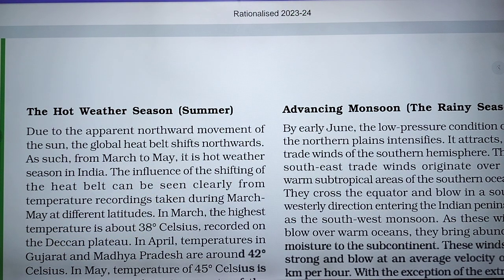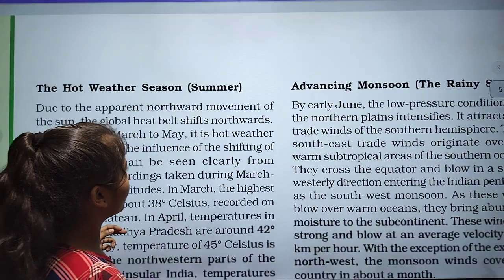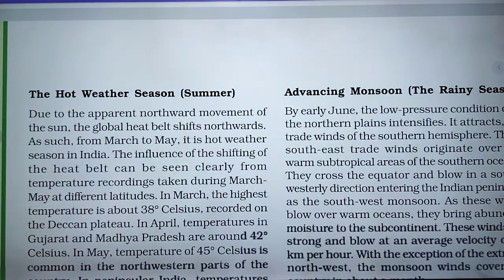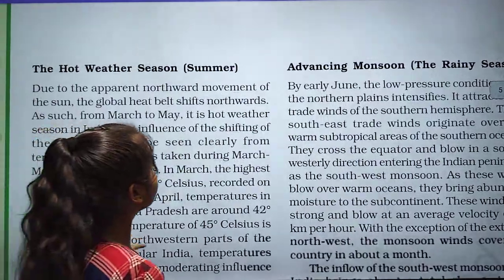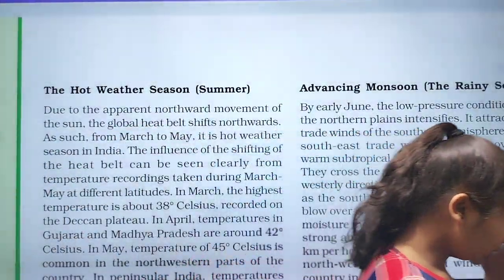So the global heat belt shifts northward. When the sun moves northward, the global heat belt also shifts northward. As such, from March to May it is a hot weather season in India.